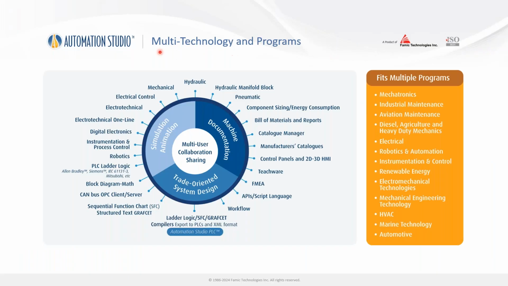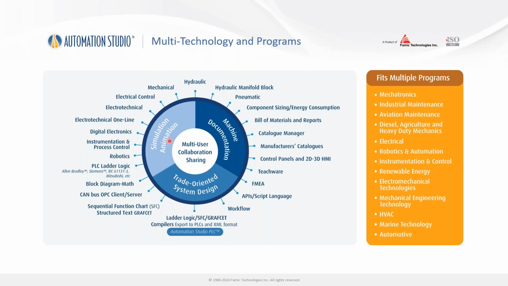So moving forward, now talking about what actually is Automation Studio software. This particular slide is much more important to us. So what basically is Automation Studio software? Automation Studio software is a multi-user collaboration sharing platform in which the user can not only simulate or animate their circuit, but also take part in trade-oriented system design, and also perform machine documentation. So we have bifurcated the Automation Studio software into three segments.